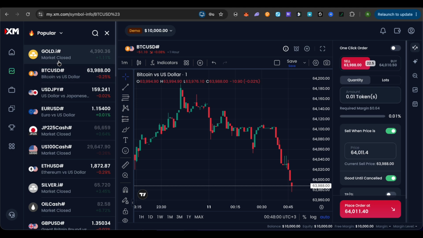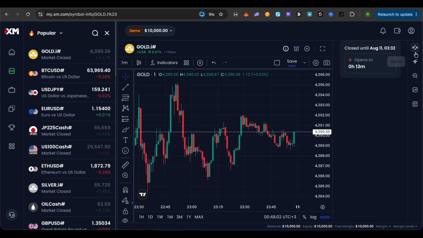All you have to do is just select the gold option over here, then select trade, and this way these options will appear for you. And this is how you buy and sell gold on XM trading.